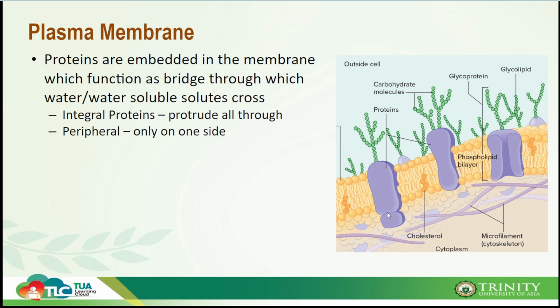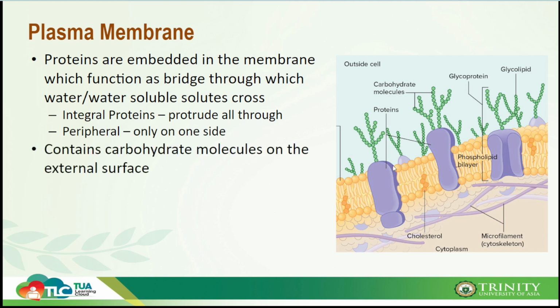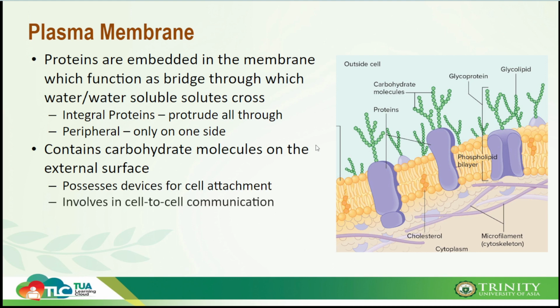No? Also, we have carbohydrate molecules. These are the ones in green, which are found also in the external surface of our cells. And what is their job? They are important for cell attachment. So they act as the glue in order for two cells to stick together. They are also important for cell-to-cell communication. So they act like antennas so that each cell can actually communicate with one another.